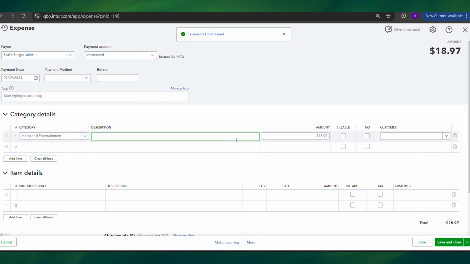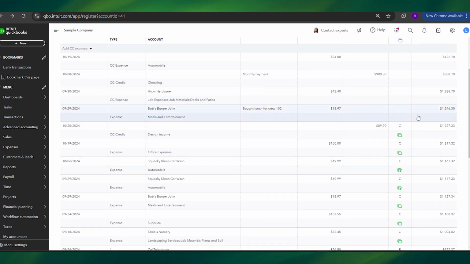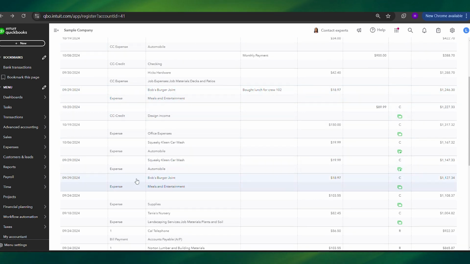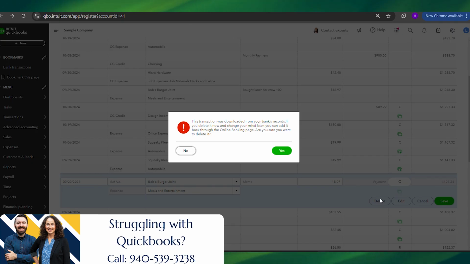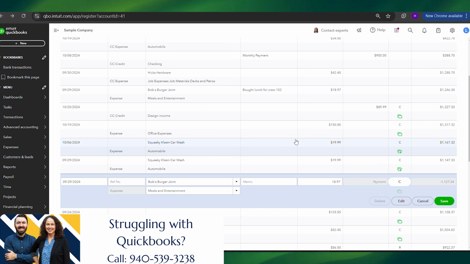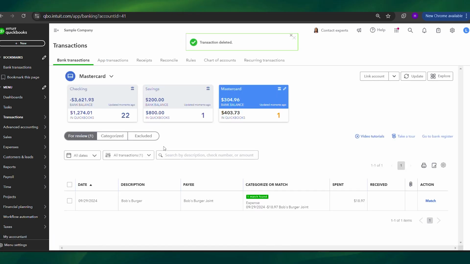So whenever we do that, we see it shows up here as a transaction that's not coded, but it's also still showing up down here as a transaction that's coded. So we're still double counting this entry. So what we need to do now is delete the transaction that actually came through the bank account. And deleting stuff in the bank account can be scary, but if you delete it out of the bank register, it's just going to kick it back to the bank feed to be categorized again.